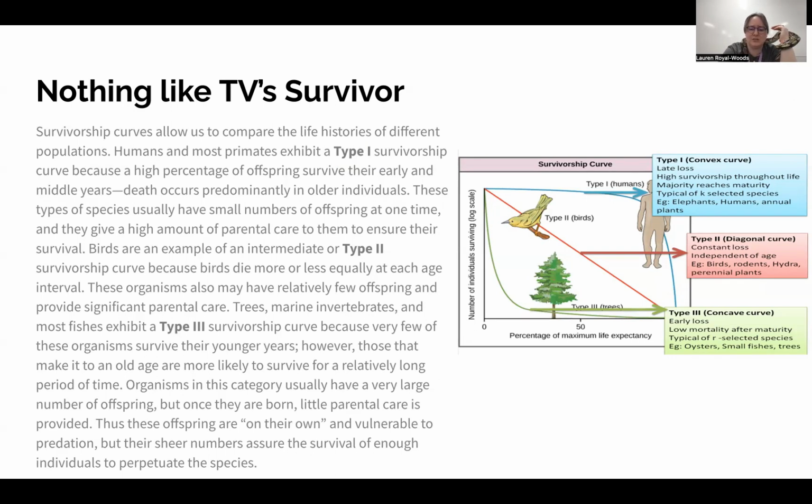So that's why the sheer numbers assure survival, because they just make tons and tons of babies. So oysters, small fishes, trees, sharks, anything that literally produces kids out the wazoo.